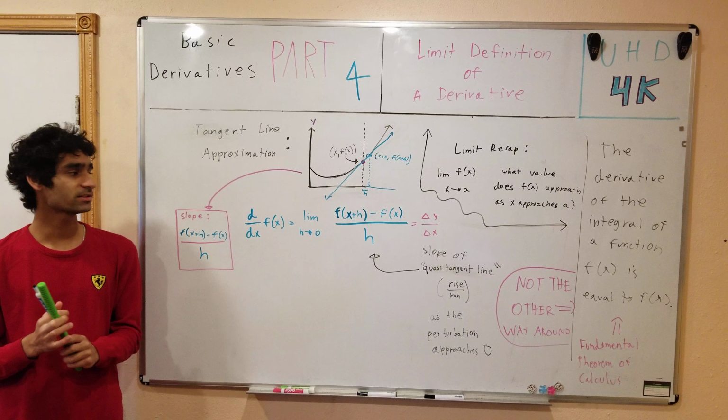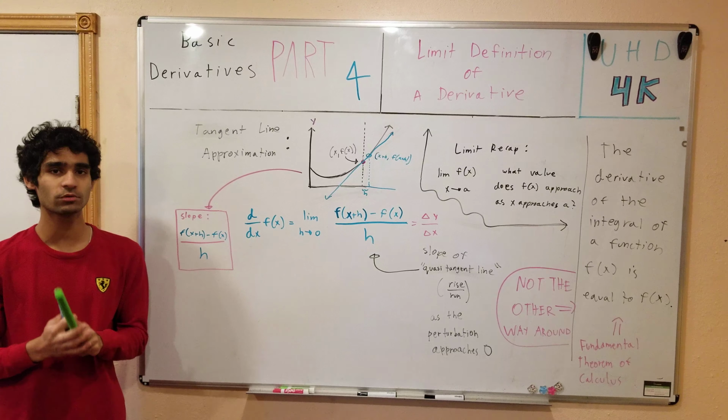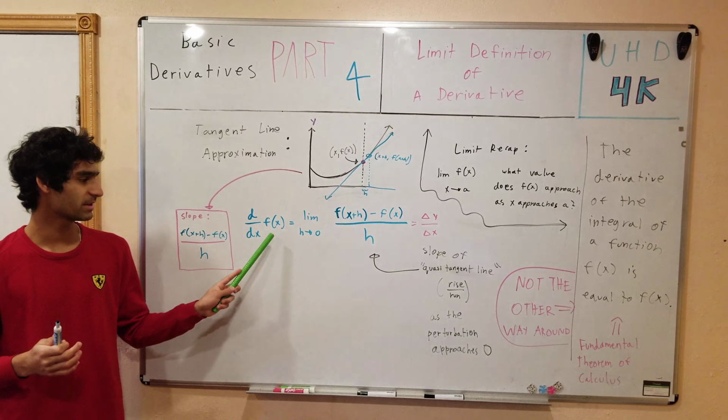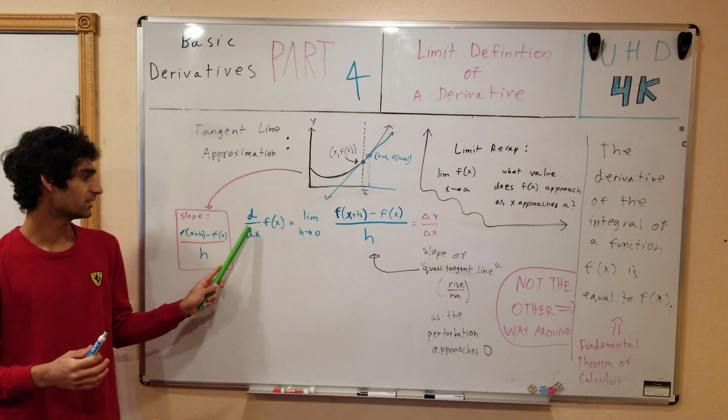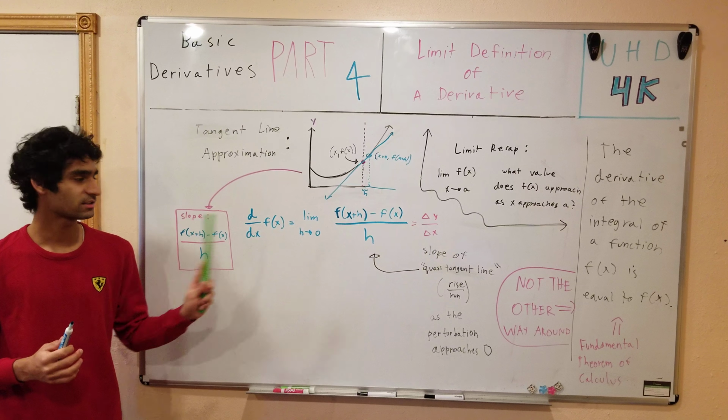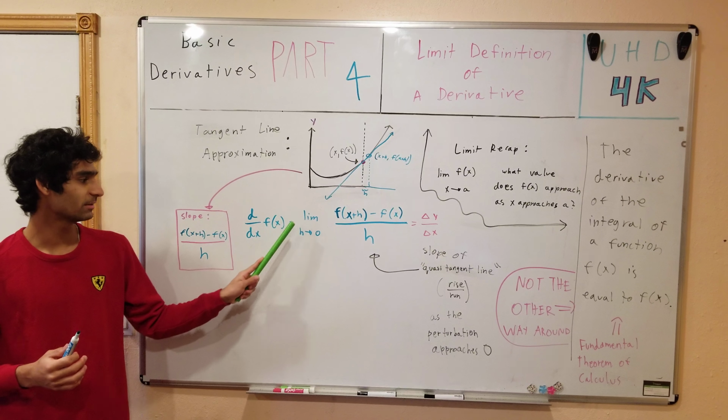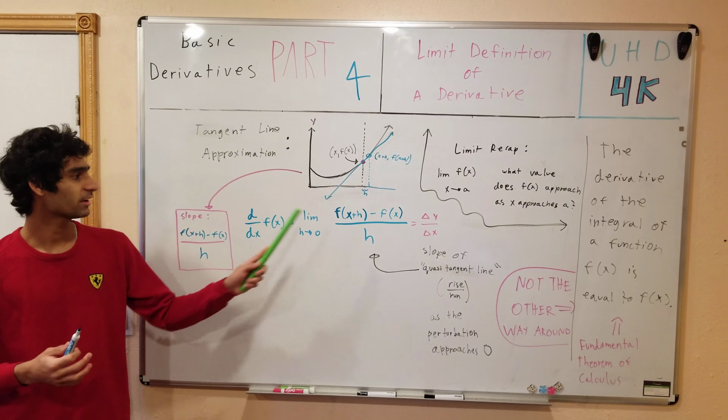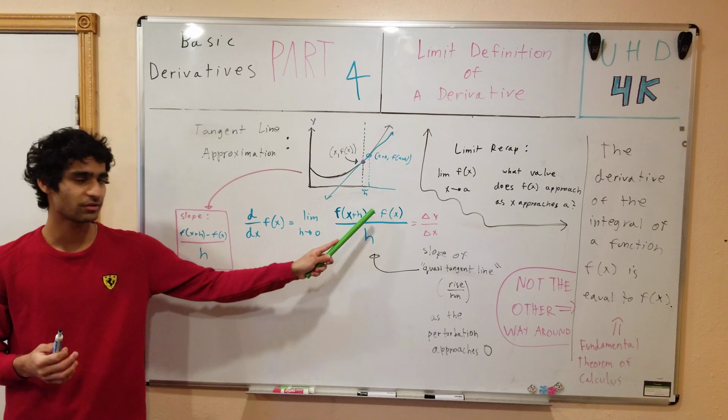We are going to be using this limit definition in the future to prove certain properties of derivatives, but just make sure you understand this right now: d over dx of f of x is actually also equal to the limit as h approaches 0 of f of x plus h minus f of x, divided by h.